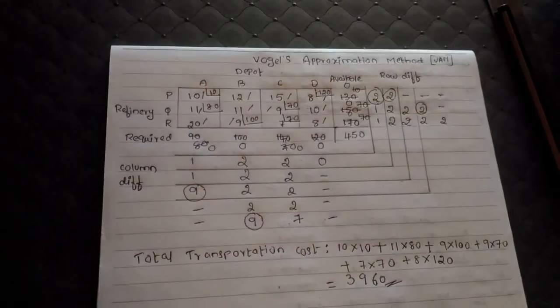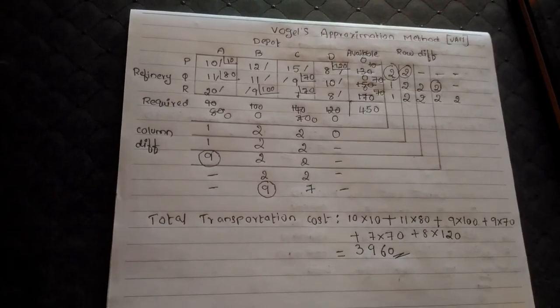This is the way how we apply Vogel's approximation method for a given transportation problem.